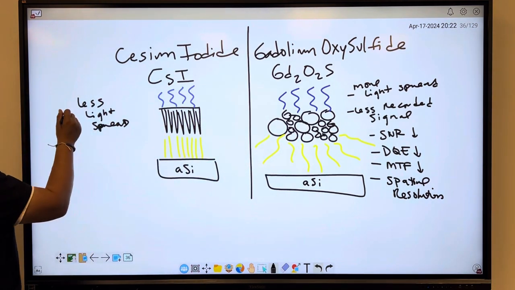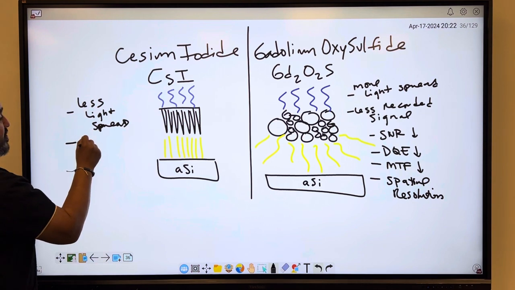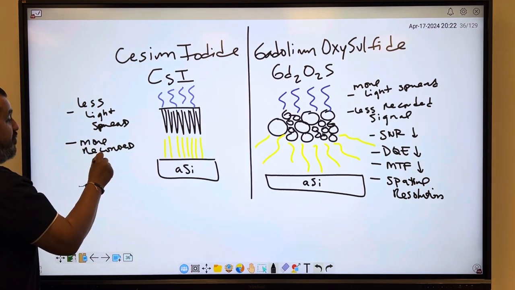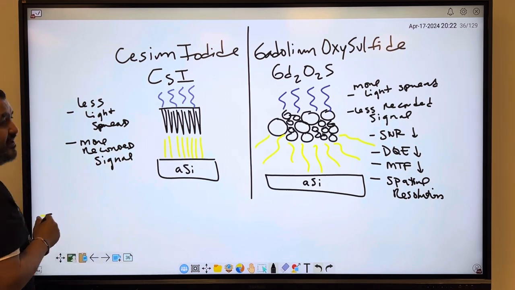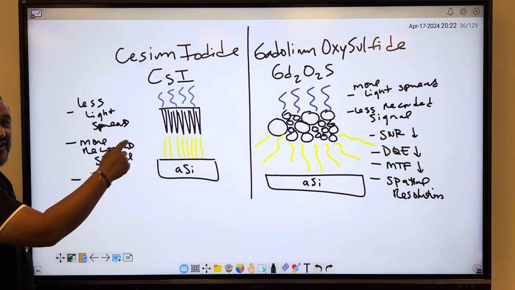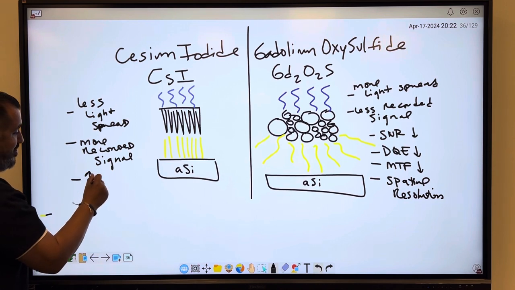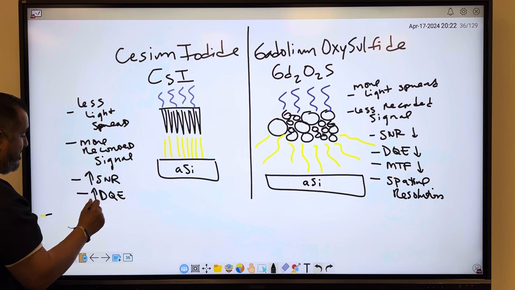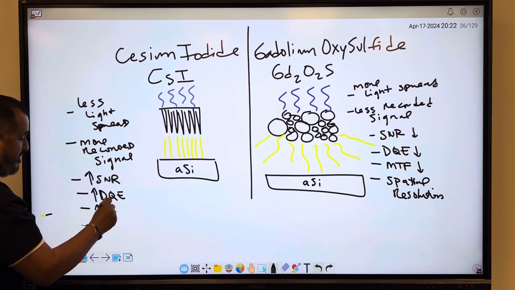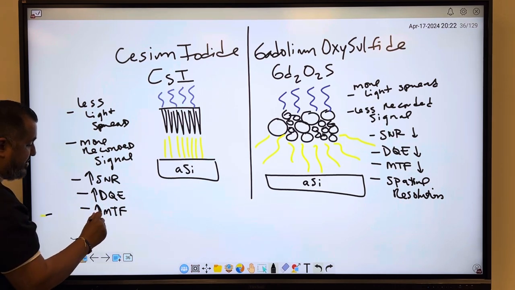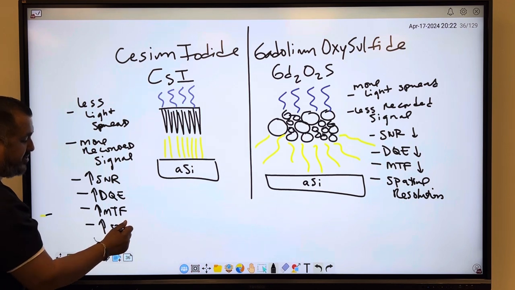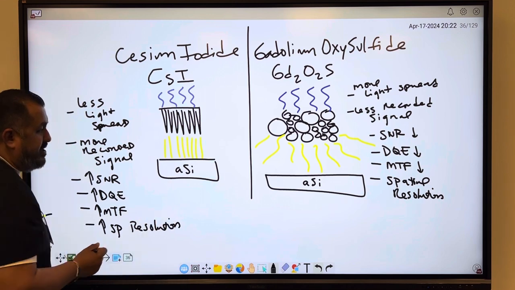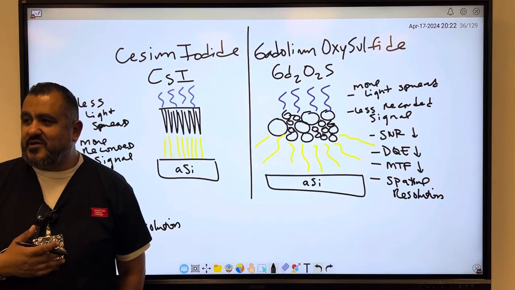If you have a decrease in light spread, you're going to end up with more recorded signal. And if you have more recorded signal, guess what? It's going to have the opposite effect. Your SNR is going to go up. You're going to have a higher detective quantum efficiency, a higher MTF, and an increase of spatial resolution. I'll just put SP res. So the materials themselves are going to have an impact on spatial resolution.